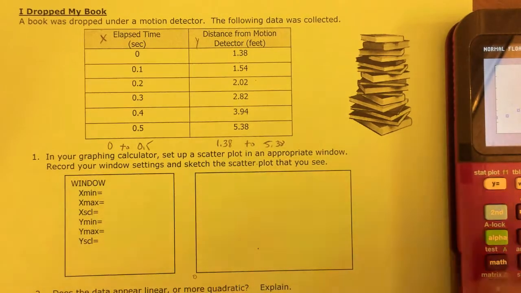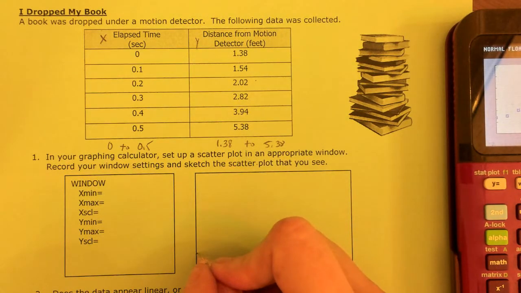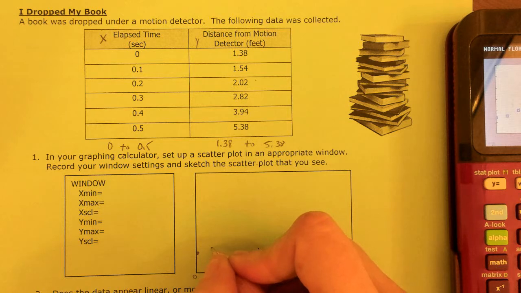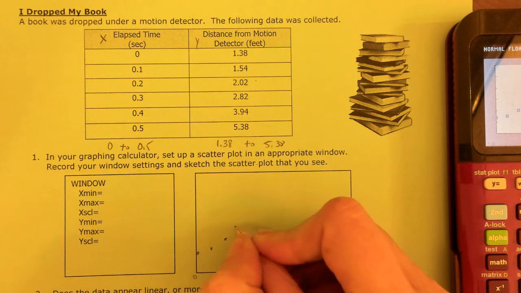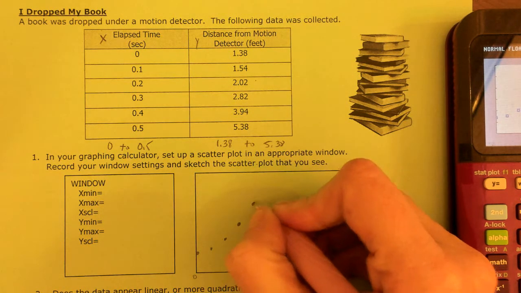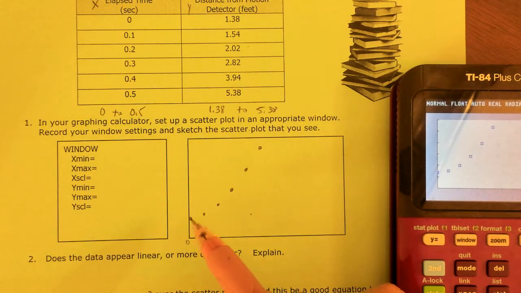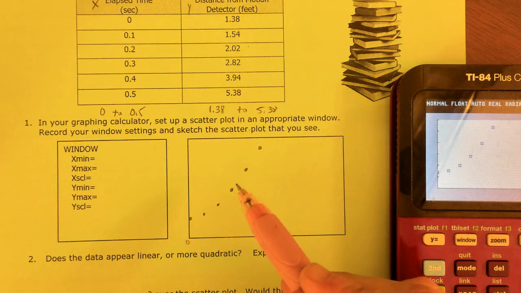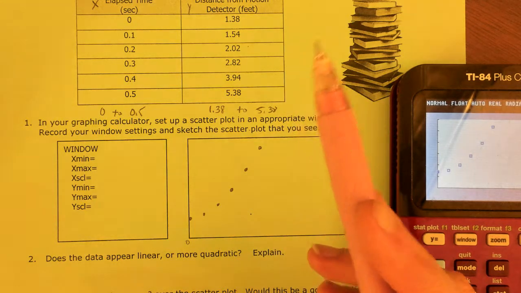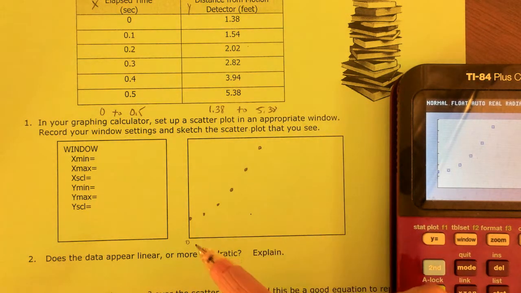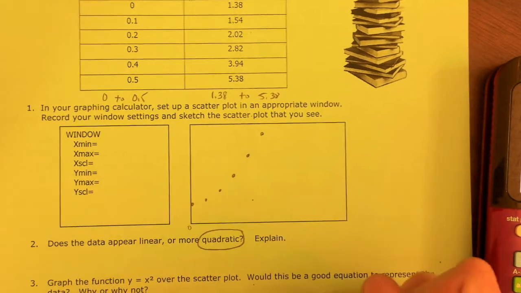Okay, so when I look at what I've got plotted, it looks kind of like that. Now if it was linear, it would be more straight, but we can see how it looks like it's going up, and then it starts to go up faster and faster. That's how you know you've got a quadratic graph. So this looks more quadratic to me because of the shape, okay?